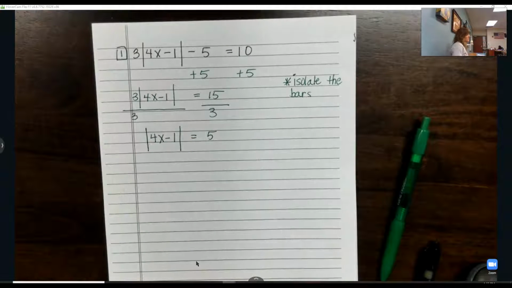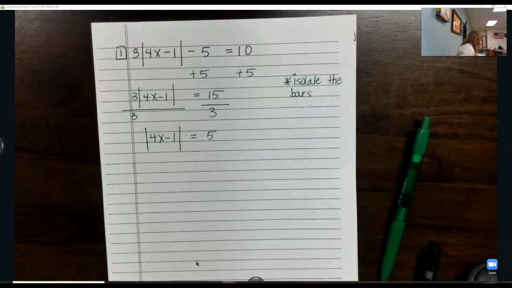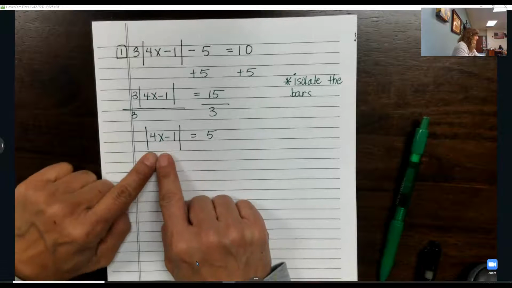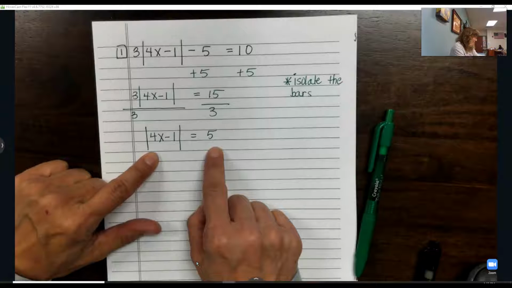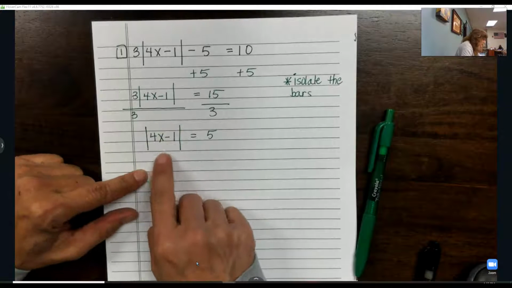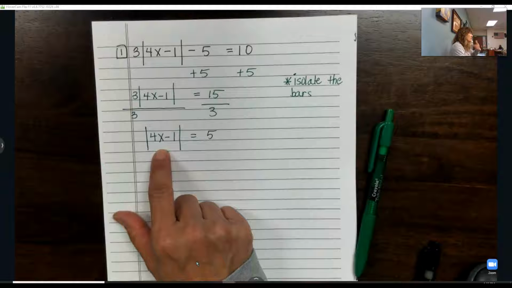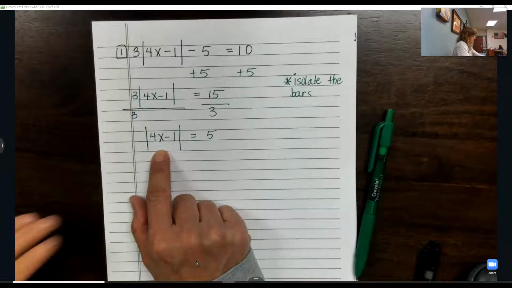That's all we care about. We just care about what's going on with absolute value. So we know inside the bars has an absolute value of 5. There's only 2 things that can be in there. A positive 5 and what else? That's right. So we have to solve twice.